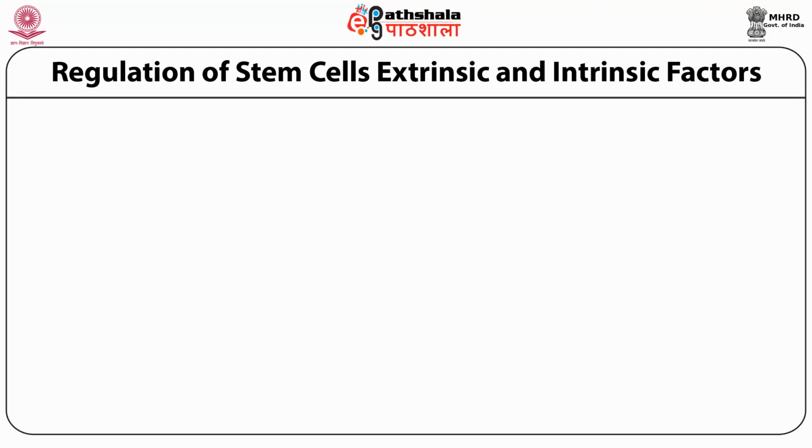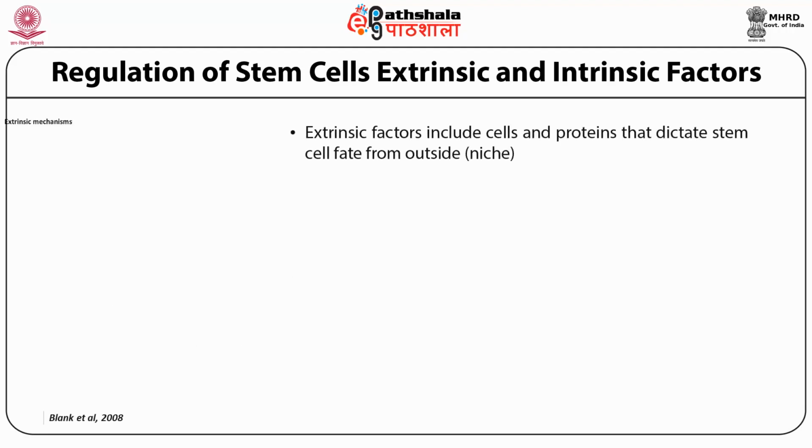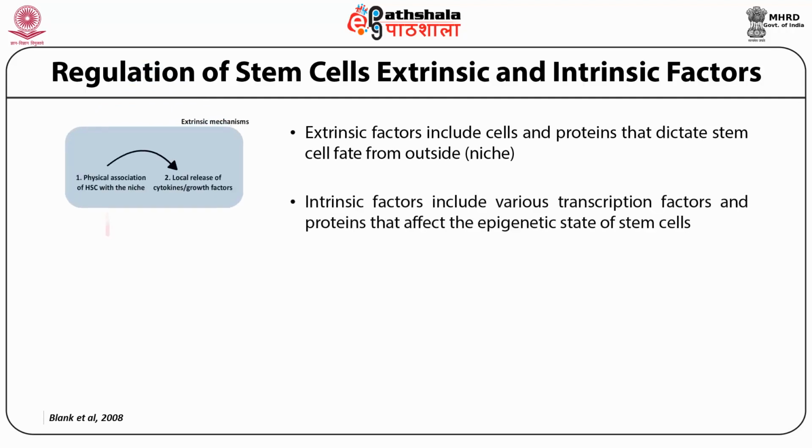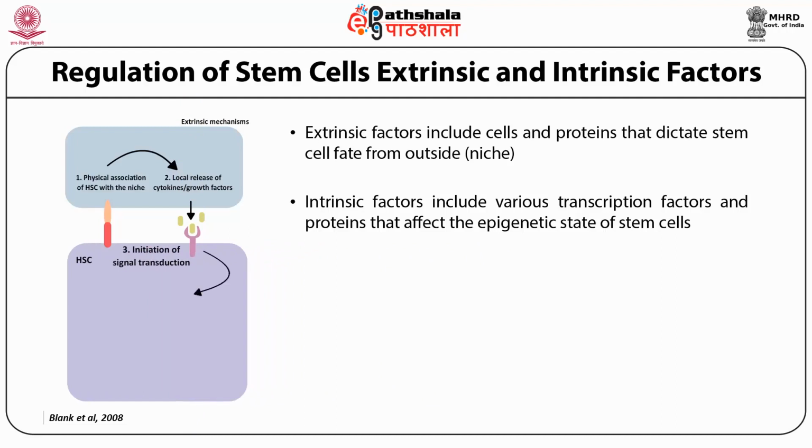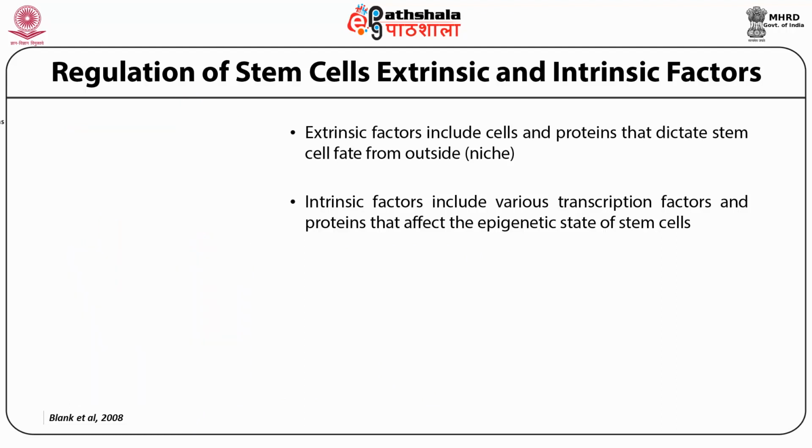So there are two kinds of signals which regulate the stem cells in the in vivo environment. One is called extrinsic factors, which form the part of the niche, and the other is called intrinsic factors, which include various transcription factors and the proteins that affect the epigenetic state of the stem cells. So both the extrinsic and the intrinsic factors together coordinate and regulate the stem cell behavior inside the body.